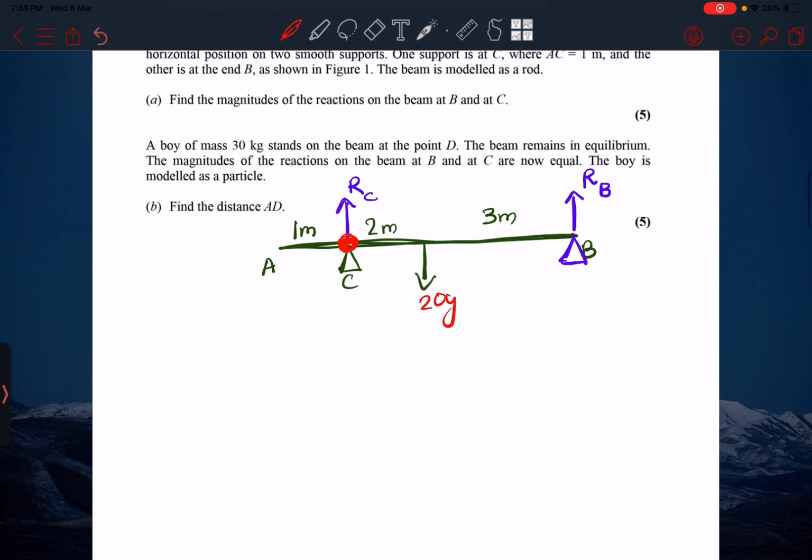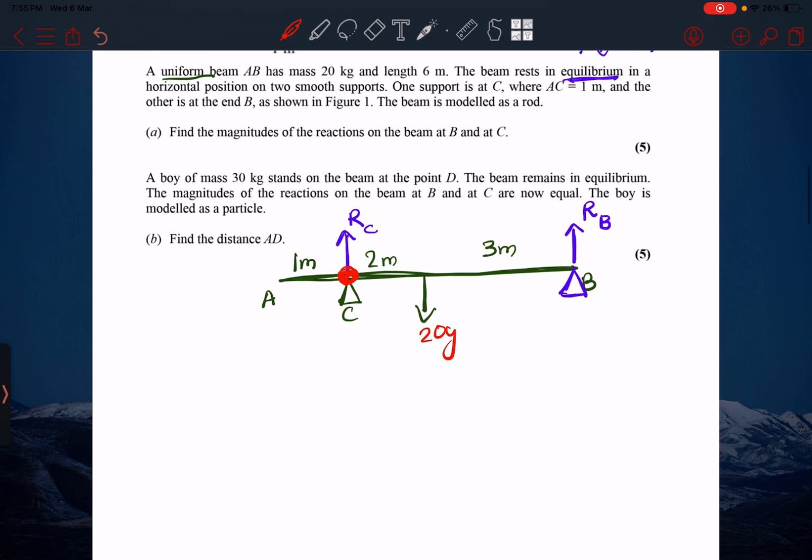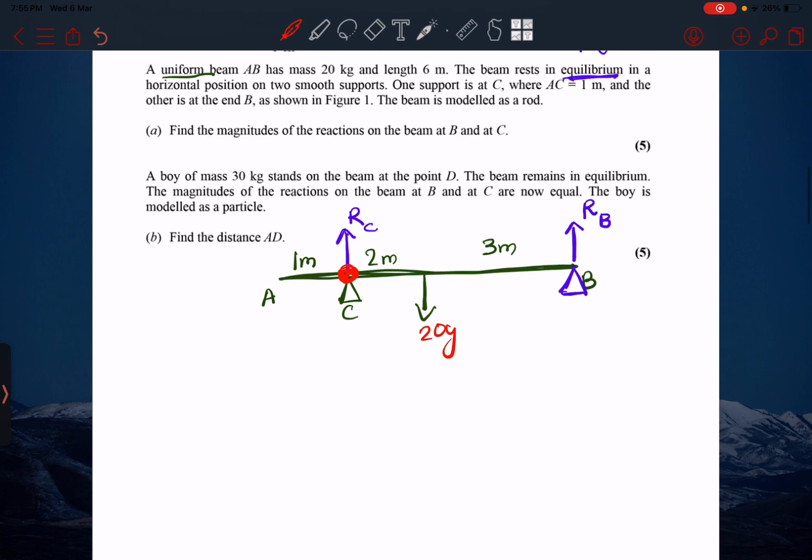So now for part B, a boy of mass 30 kilograms stands on the beam at the point D, so we don't know what that point is. The beam remains in equilibrium. The magnitude of the reactions at B and C are now equal. So that means RB and RC are now equal, so I can say both of them are the same.